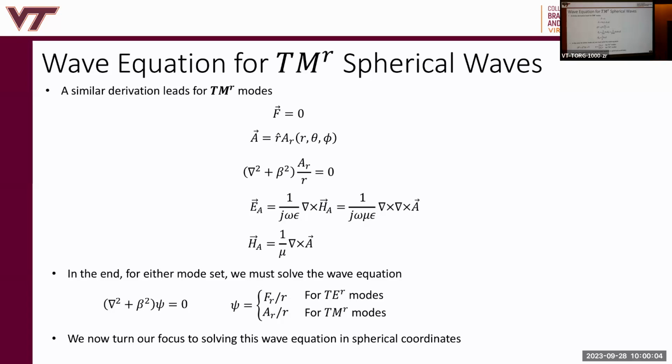So, okay, now we have both the wave equations. In the end, they both look like this. They have this form, right? Del squared plus beta squared times psi is equal to 0. Psi is a scalar, right? There's no vector above here, but that's the case. It's a scalar PDE. And we have F_R over R is psi for TE to R modes, or A_R over R is psi for TM to R modes, right? So now let's solve this wave equation in spherical coordinates.